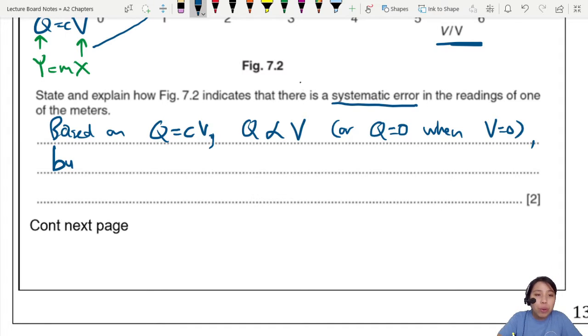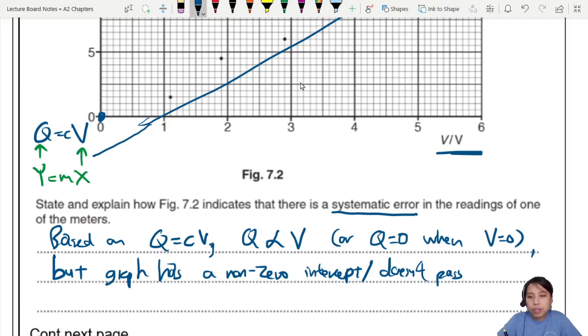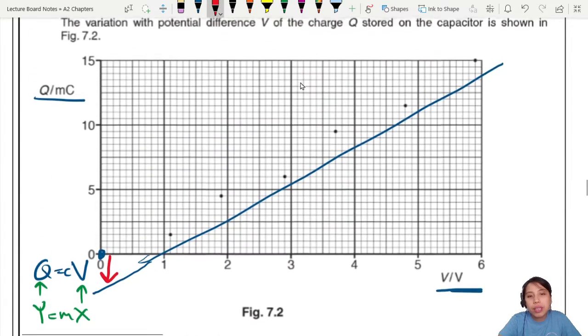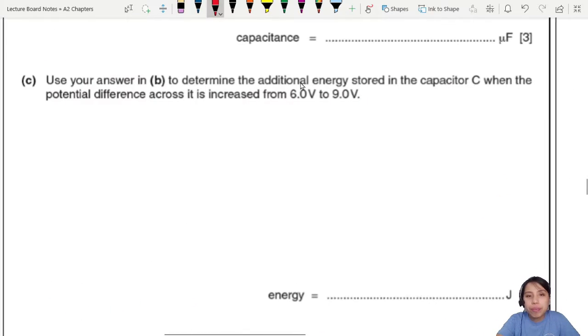But what's wrong with our graph? Then you describe. Oh, it didn't pass through the origin. So you can say, but graph has a non-zero intercept. That's the word for it. Non-zero intercept. Or in other words, you can say it does not pass through origin. There are 2 marks here. The first one is for what should be the graph, and the second is why this graph is problematic, saying that there's a systematic error. All the values have been shifted down. That's why your y-intercept is there. It should not be there. Okay, so let's go to the next one.